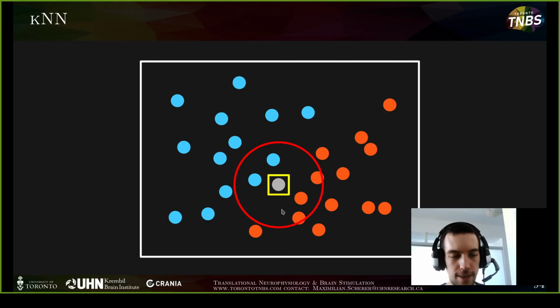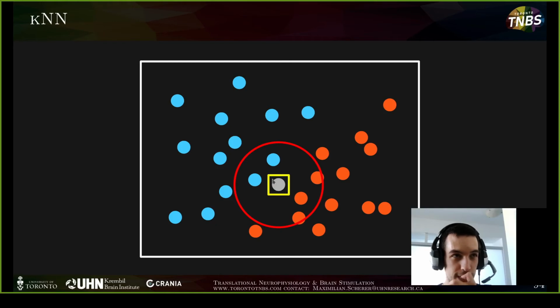But again, let's say we select our neighborhood by number of data points, in this case 5, and we then ask the k-nearest neighbor algorithm what kind of class this is, it usually makes a majority vote based on the data points in its vicinity.